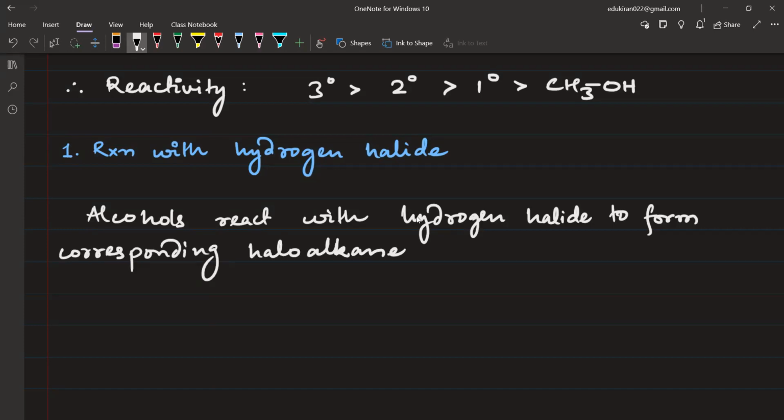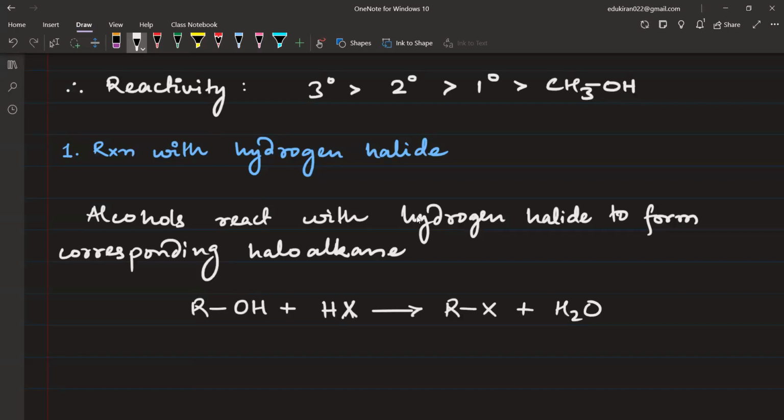Please see. Now, if I have ROH and I react with hydrogen halide, where halogen is represented by X, so X can be fluorine, chlorine, bromine, anything, then I will get obviously RX plus H2O.